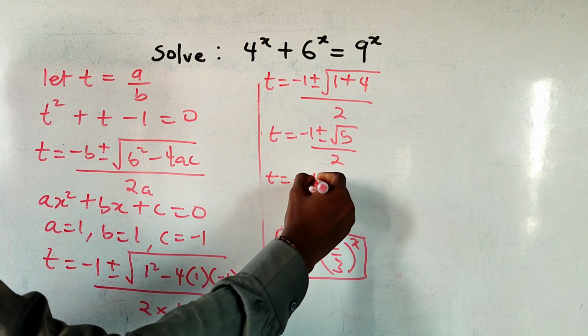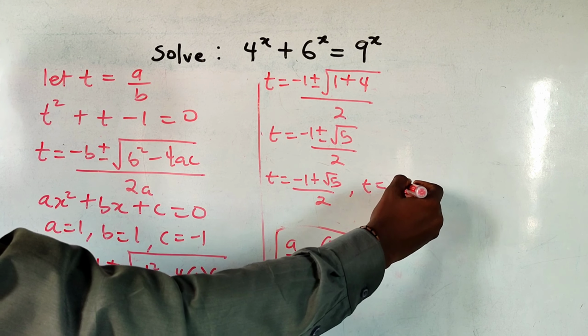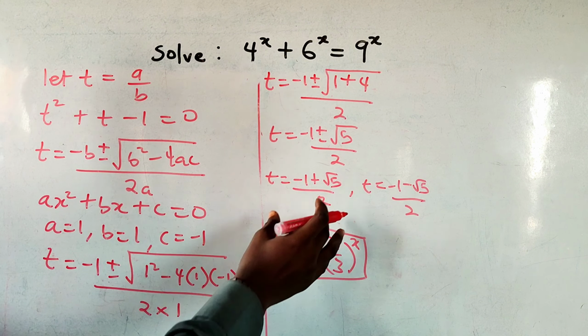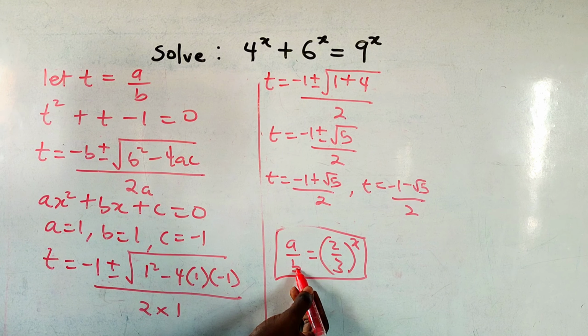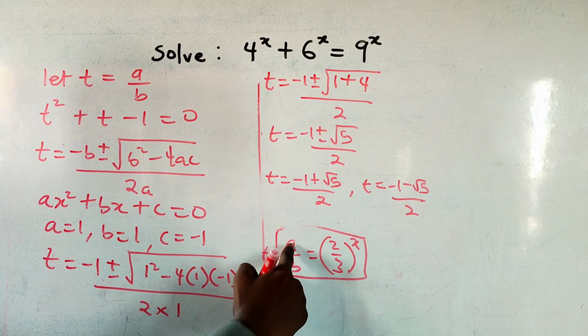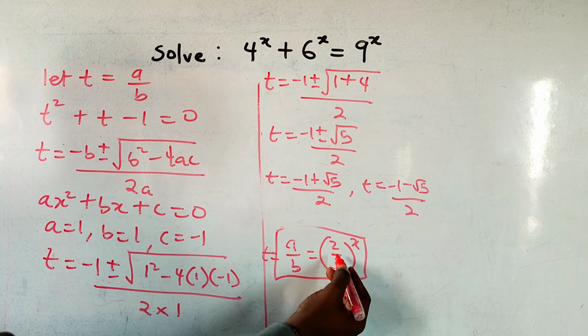So t is minus 1 plus the square root of 5 over 2, and t is also minus 1 minus the square root of 5 over 2. Here we have to look very carefully. Remember a over b, which is actually t, if you remember. t is a over b, which is 2 over 3. So the base is positive.